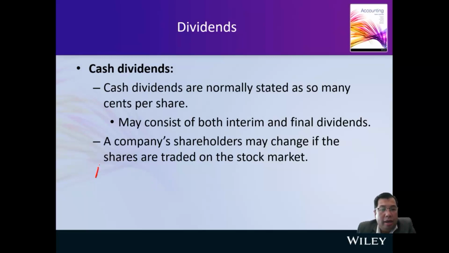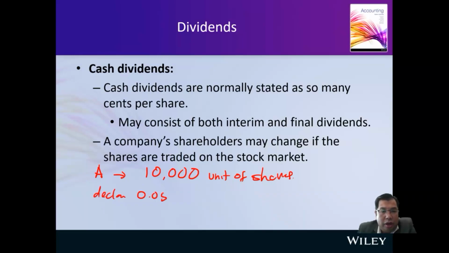You have A, who has maybe 10,000 units of shares. And then the company declares 5 cents per share. This is the interim. And then the final dividend is another 10 cents per share. This is your final dividend.